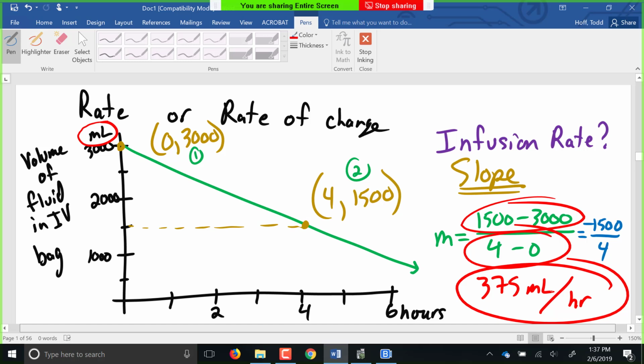Technically it's per 1 hour, but we usually exclude the 1. That's our rate of change. That slope is the rate of change. That's the flow rate here. Now technically it's a negative 375 because it was reducing the volume. When you deal with flow rates, there's 2 flow rates. There's the flow rate coming out of the IV bag, which is what we showed here. It's leaving the IV bag at 375 milliliters per hour. That's why it's negative, because the volume's going down. And then there's the flow rate entering the body, which is the opposite. It's the same number, but it's positive instead of negative.